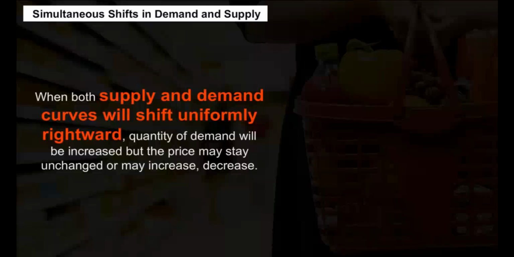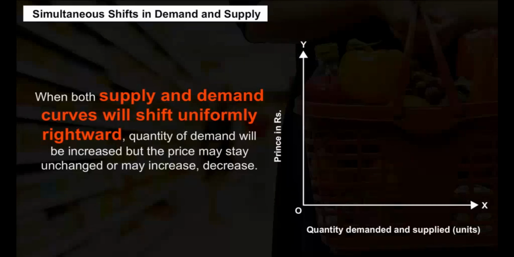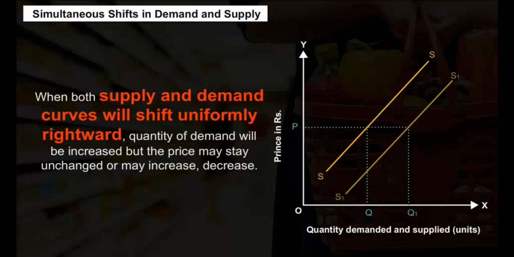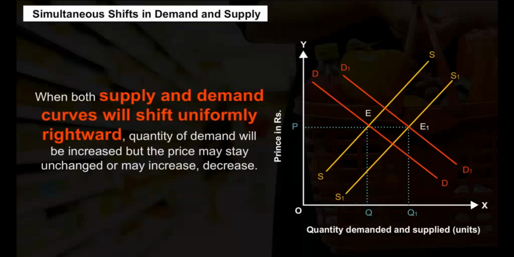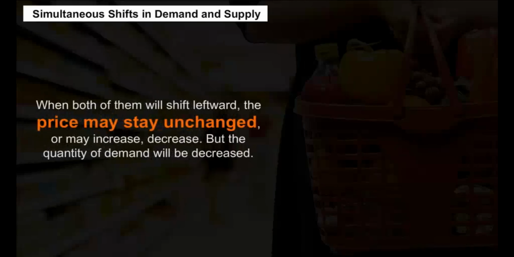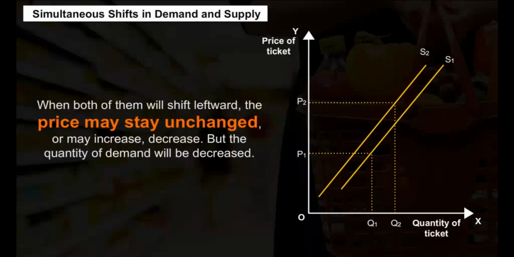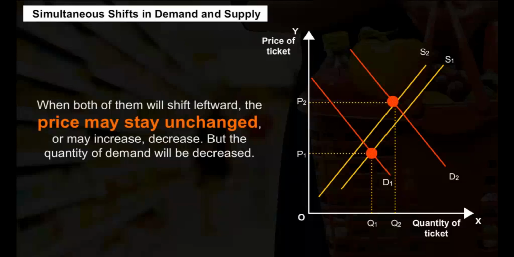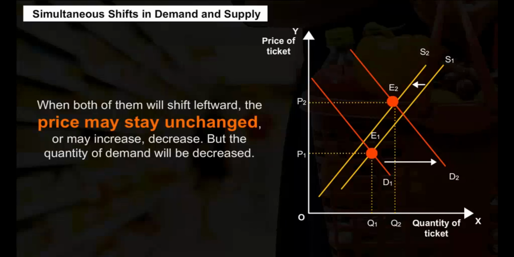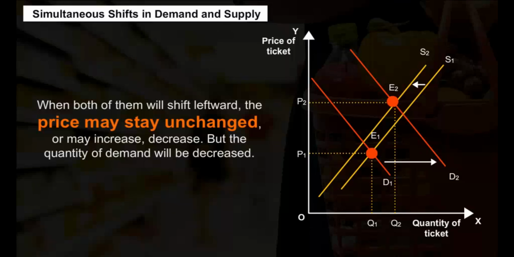Simultaneous shifts in demand and supply. When both supply and demand curves shift rightward, the quantity will be increased, but the price may stay unchanged or may increase or decrease. When both of them shift leftward, the price may stay unchanged or may increase or decrease, but the quantity will be decreased.